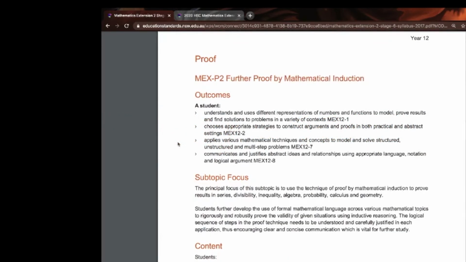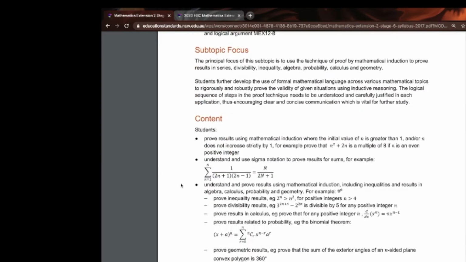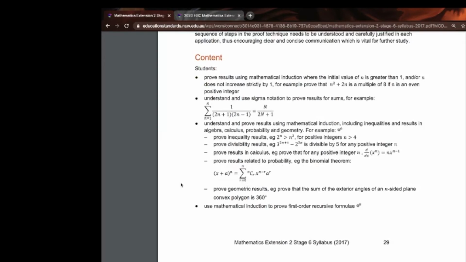The second part is further proof by mathematical induction. So you'll study mathematical induction, summation, divisibility, and false proofs in the Mathematics Extension 1 course. However, in Extension 2 we'll go into further proof. So this will constitute things like induction using derivatives, trig, and a lot of other techniques. It is a bit more difficult, however it is not too difficult, and I think once you get your head around it and the different forms, you'll be able to master it. I'd rate further proof by mathematical induction as a 7 out of 10.